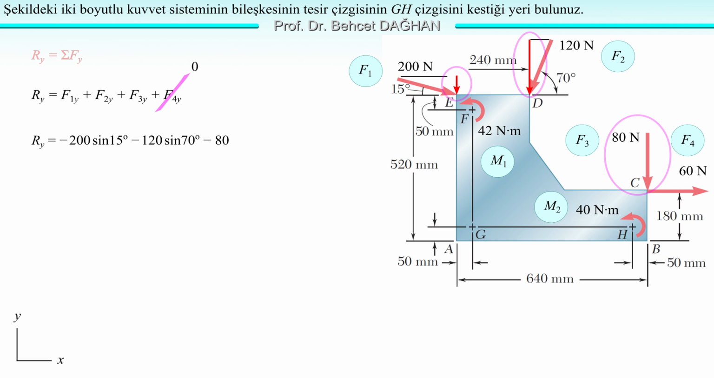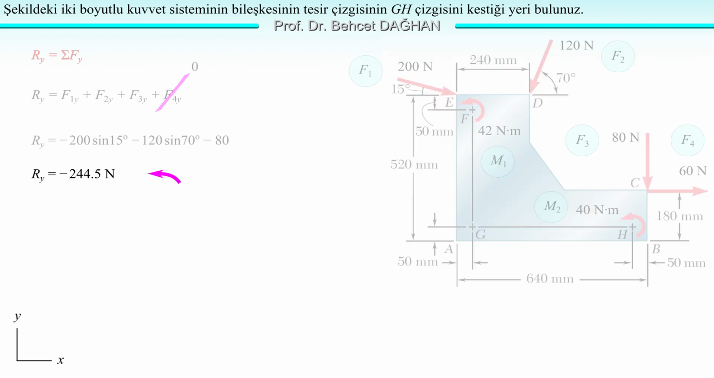F3, 80 newtons force. It's parallel to y, as it is. Its y component is equal to itself. Since it points downward, it's negative, minus 80. F4, 60 newtons horizontal force. Its projection onto y is 0, because it's horizontal, perpendicular to y.